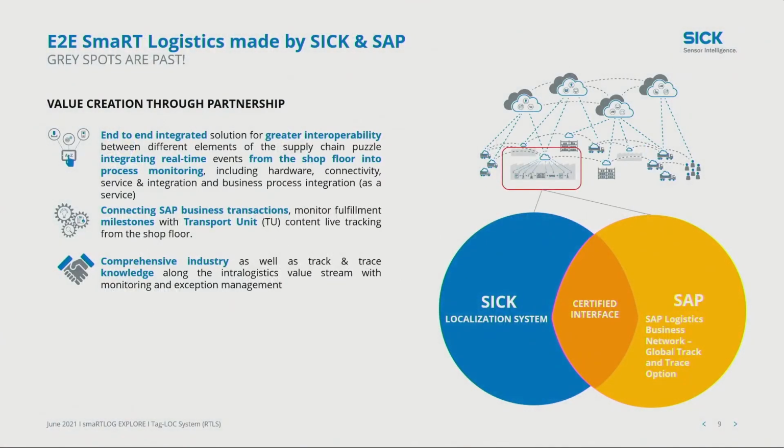That being said, you might see now the importance, when we talk about digital supply chain projects, of cooperation with SAP. In that case, the customers with the SmaRT logistic solution can expect an end-to-end integrated solution. As well, this solution gives interoperability between different elements of the supply chain. On one side, you are integrating real-time data from the shop floor, and this is then related to a business process. So of course, everything is monitored, and all SAP business transactions have appropriate information, and in real time you are monitoring the milestones with the transport unit.